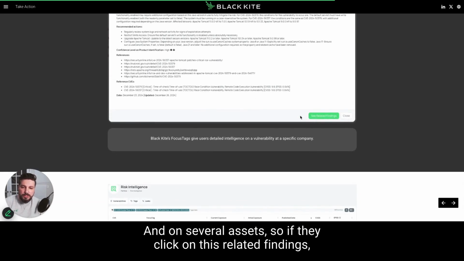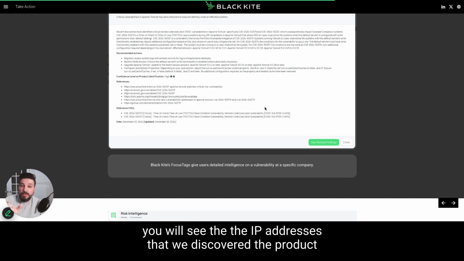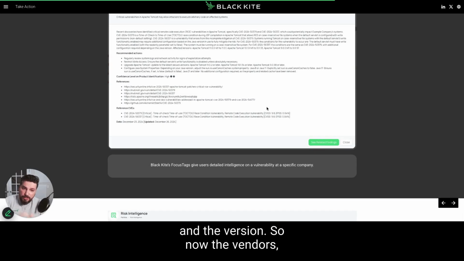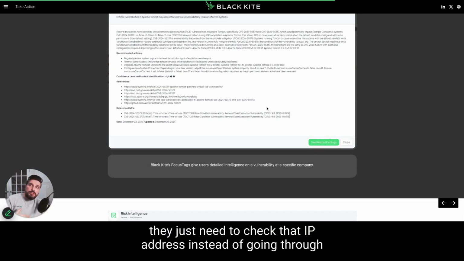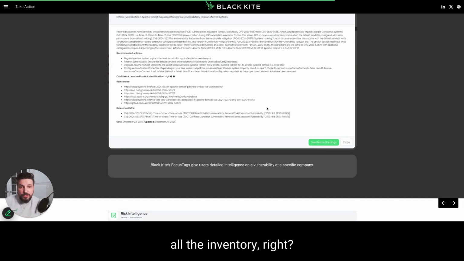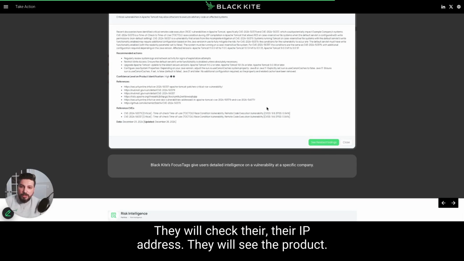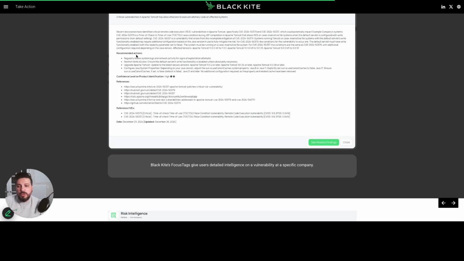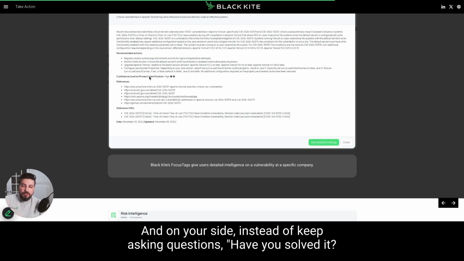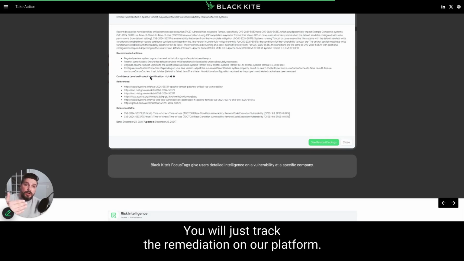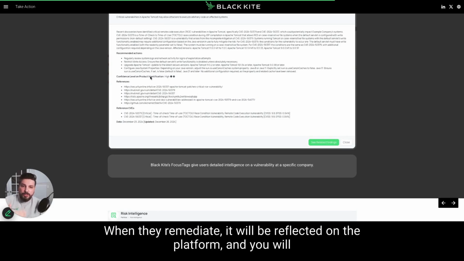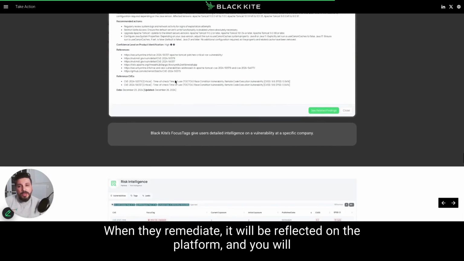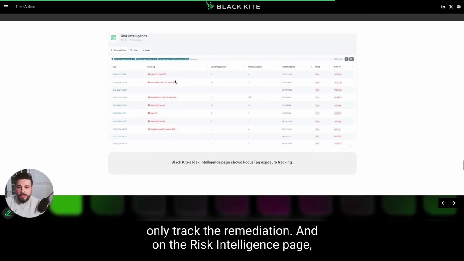If they click on these related findings, you will see the IP addresses where we discovered the product and the version. So now the vendors just need to check that IP address instead of going through all the inventory. They will check their IP address, see the product, the version, and the CVE, and go through the recommended actions, using the intelligence to solve the problem. And on your side, instead of asking over and over, have you solved it, have you solved it, you will just track the remediation on our platform. When they remediate, it will be reflected on the platform.